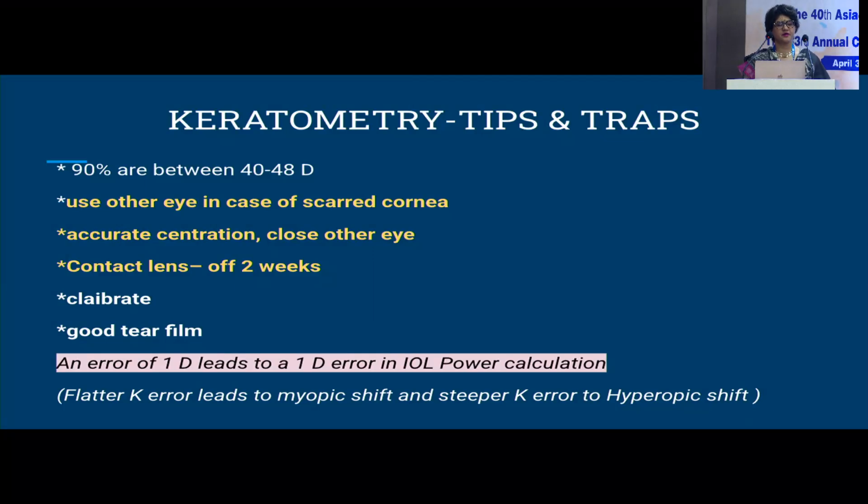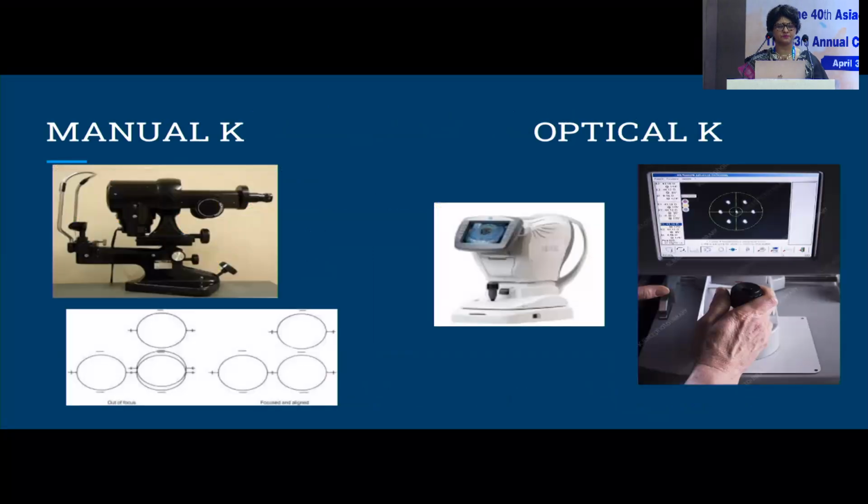When you are doing keratometry, it's very important that the eye should be well lubricated. The positioning should be central, and the person should be off contact lenses if they are usually using contact lenses. Make sure there is no scarring, and calibrate your instrument very, very well. Approximately an error of 1 diopter in keratometry leads to a 0.8 to 1 diopter error in the IOL power calculation. So both the manual K and the optical K do well, particularly if it's done by someone who's trained and the instrument is well calibrated.